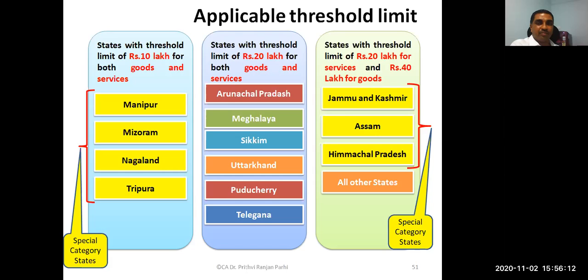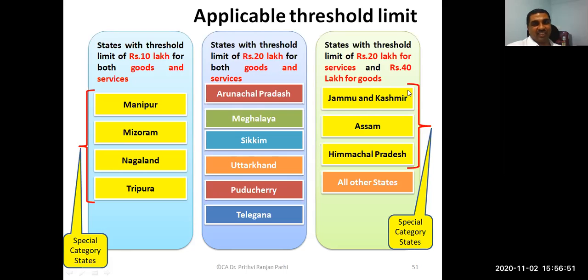Please read this column. Arunachal Pradesh, Meghalaya, Sikkim, Uttarakhand, Puducherry, Telangana, under the threshold of rupees 20 lakhs for both goods and services. Yes, for goods as well as for services, for these states the limit is 20 lakh. Okay, 10 lakh is for 4 and 20 lakh is for 6.